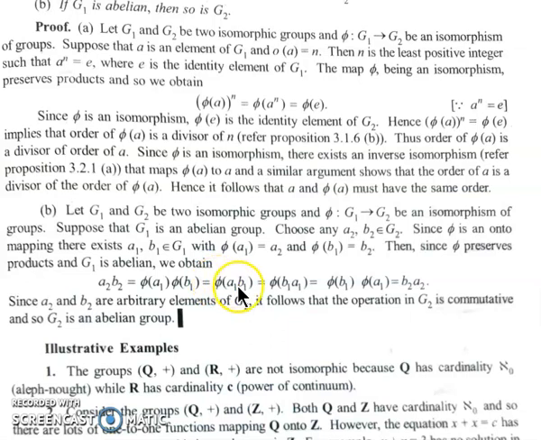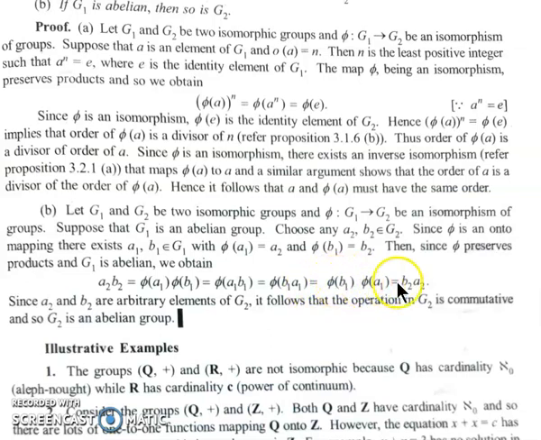Therefore phi of A1 B1 can be written as phi of B1 A1, which is equal to, now using the map phi preserves product, phi of B1 into phi of A1.